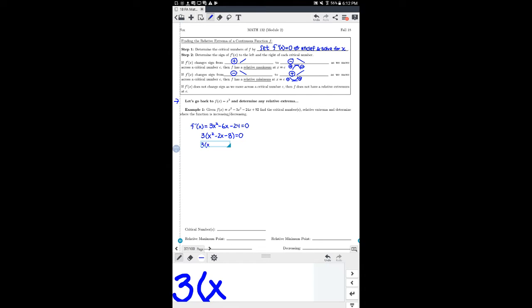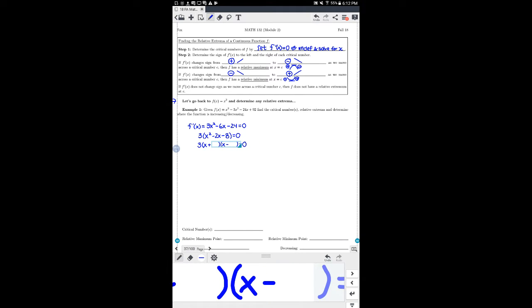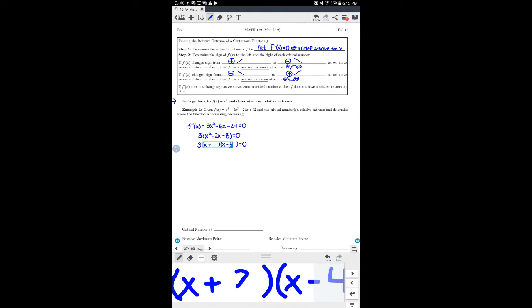So I want to figure out numbers that multiply to be negative 8. So I must have a positive times a negative, but they have to add up to be negative 2. So I'm going to say a -4 and a +2 will multiply to be -8. So I want to figure out what makes this 0.